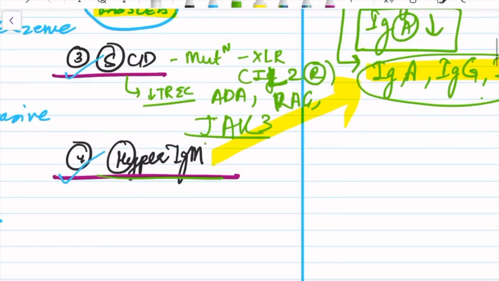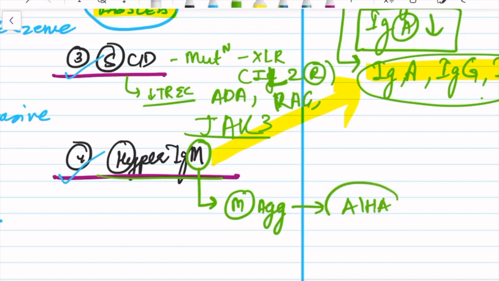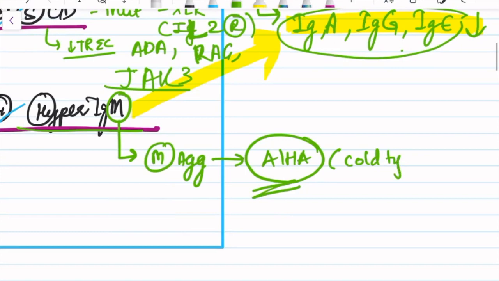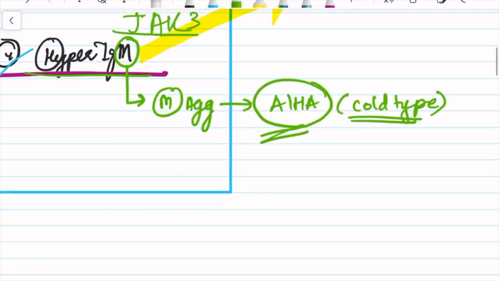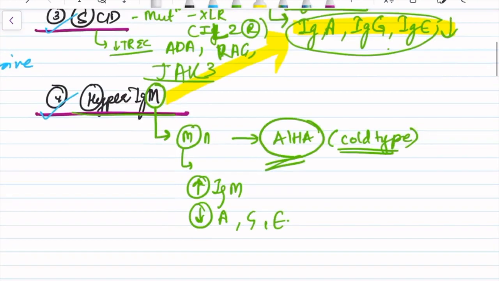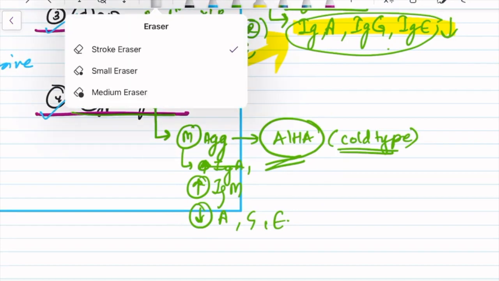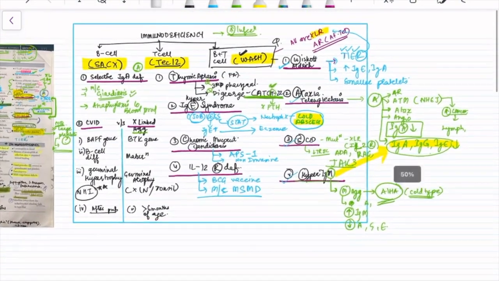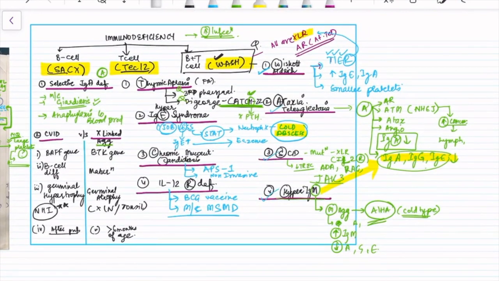Then we have hyper IgM. Just remember this is a basic micro point that IgM is an agglutinating antibody, hence agglutination will be seen and it will lead to autoimmune hemolytic anemia, obviously cold type. Apart from this, there is a decrease in IgA, IgG and IgE. So that will be another point that you need to know. So that is how we have finally combined all the B cell, T cell and B plus T cell.